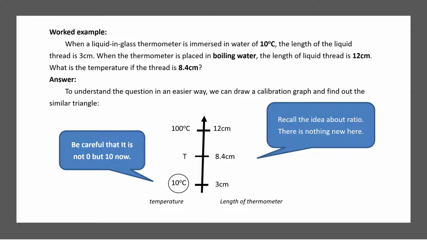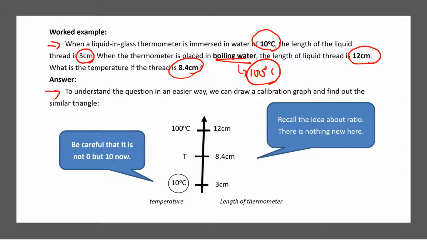So let's get started. In this example, when a liquid-in-glass thermometer is immersed in water of 10 degrees, now it's 10, not 0, the length of the liquid is 3 cm. In boiling water, which is 100 degrees Celsius, the length of the liquid is 12 cm. You have to find the temperature when the length is 8.4 cm. The idea is the same as before. To understand the question in an easier way, we can draw the calibration graph, and finally use the ratio.